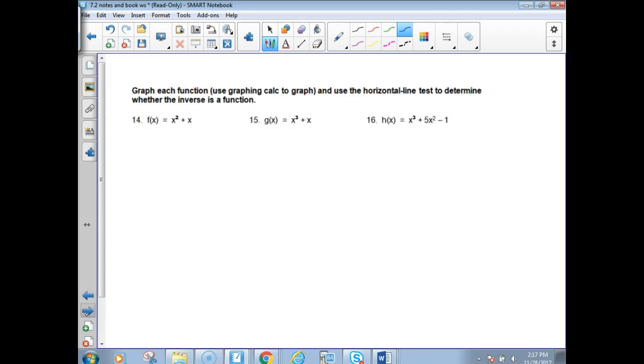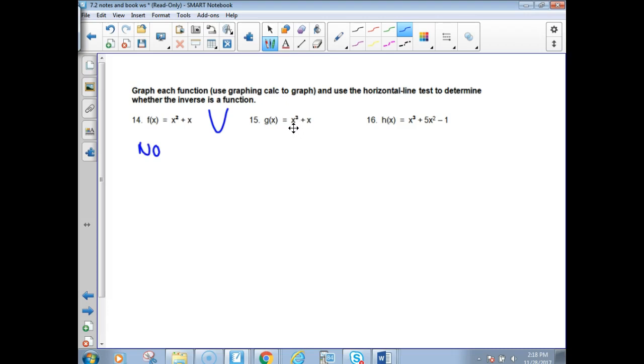All right. Graph each function using the graphing calc and use the horizontal line test to determine if the inverse is a function. We should know what this is right away. It's just a parabola, right? Okay, so since this is a parabola, will the inverse be a function? No.